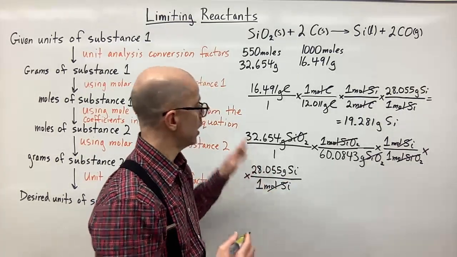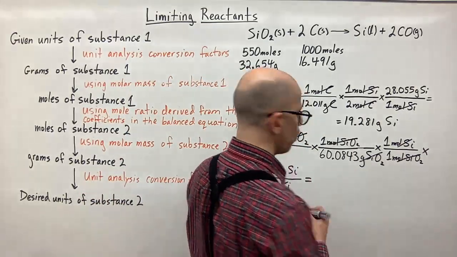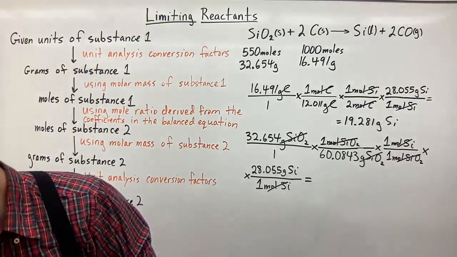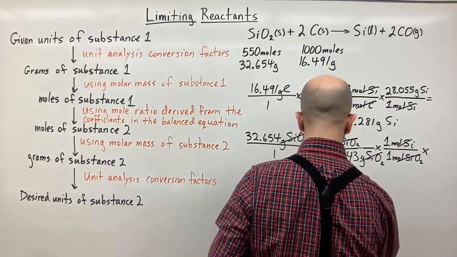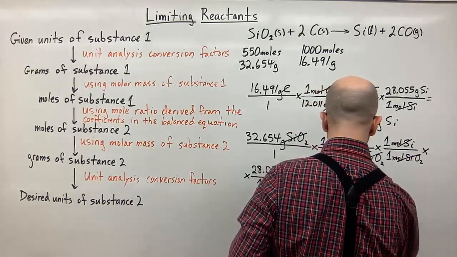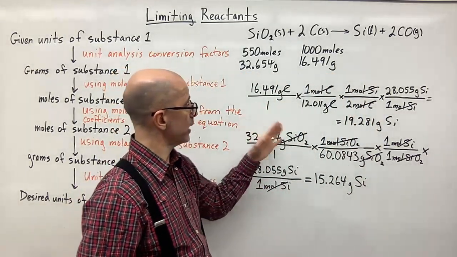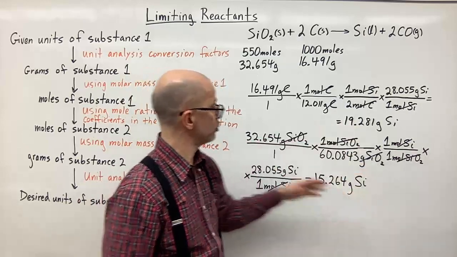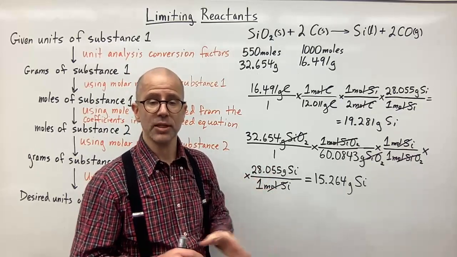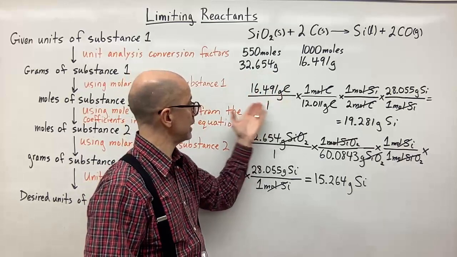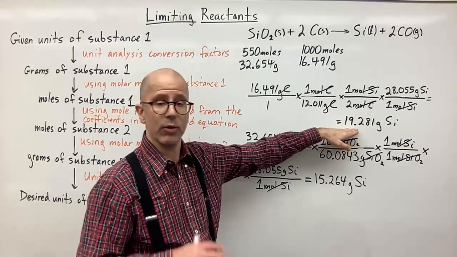So now all I need to do is multiply across the top, divide by the bottom, and calculate how much Si is formed. And when I do that, I get 15.264 grams of Si. So now I'm looking at the amount of Si that was produced by both reactants. This is assuming that both reactants go to completion. So if I react completely 16.491 grams of carbon, it will produce 19.281 grams of silicon.